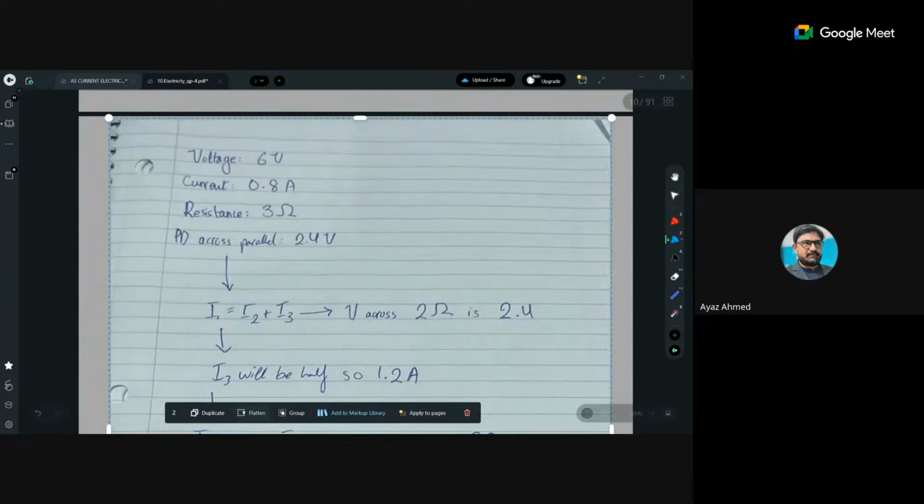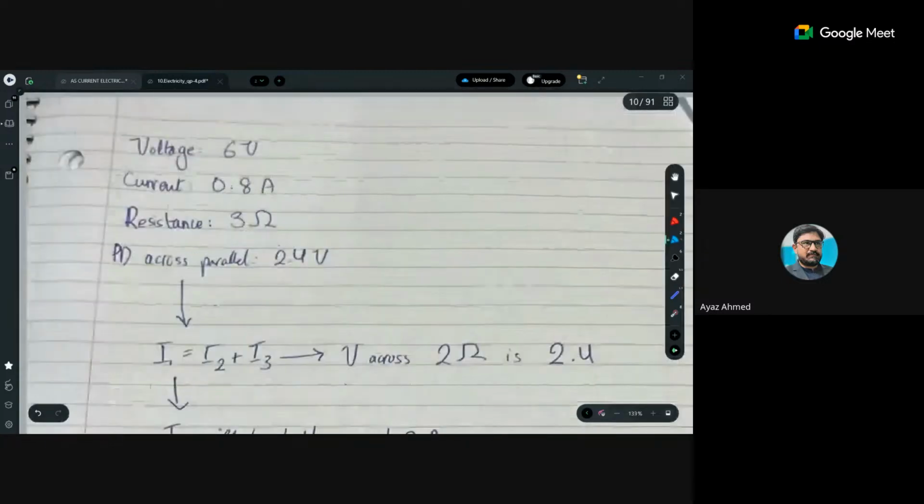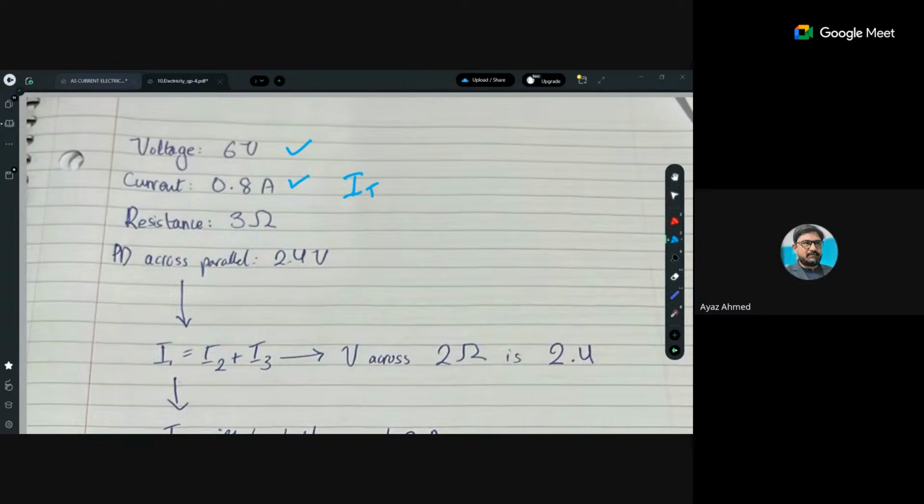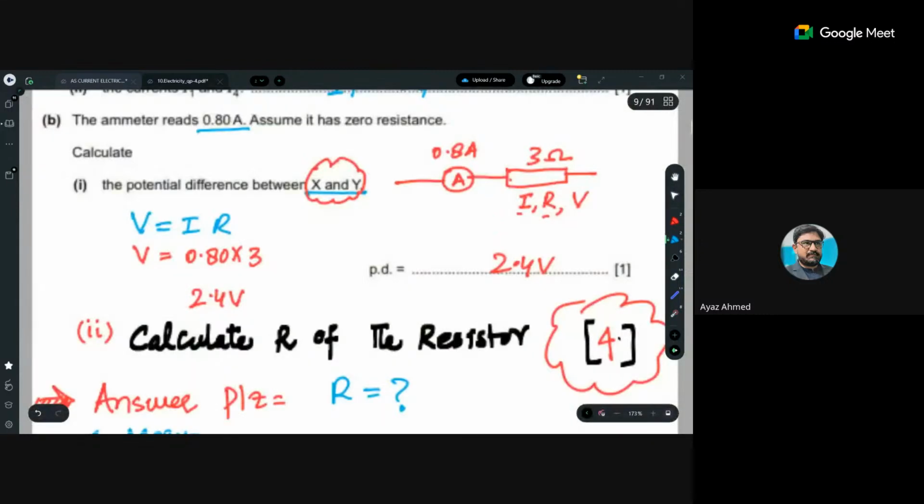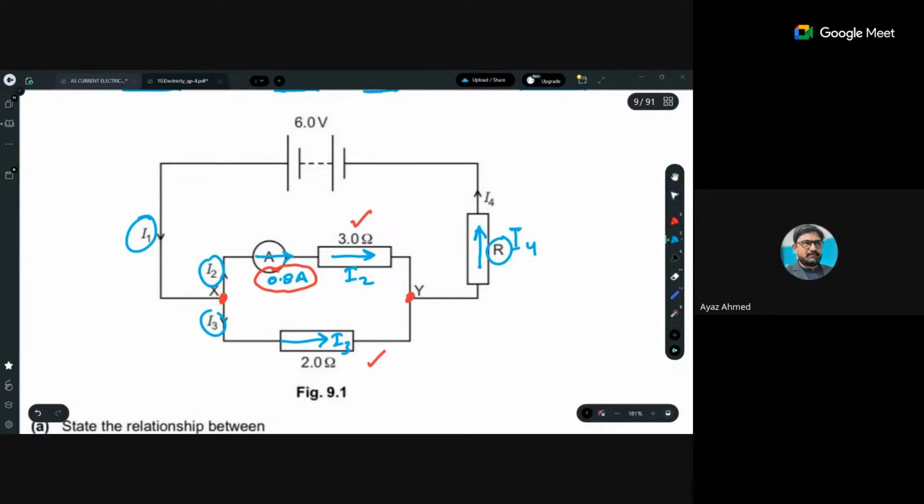ओके, अभी करते हैं सारे का सॉल्यूशन. Here, देखो, the voltage given is 6 volt, that is the voltage of the battery, so this is the total current I total, and resistance in one of the resistors that is here. The total current was not given to you, but the potential difference between X and Y was equal to 2.4 volt, right? Did we calculate it or not? Yes, we did.